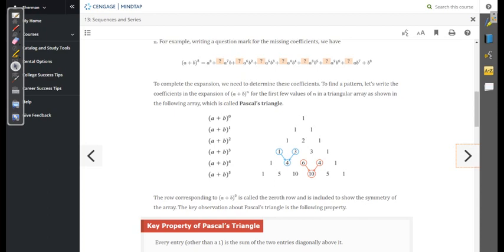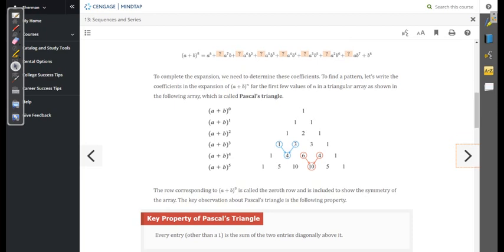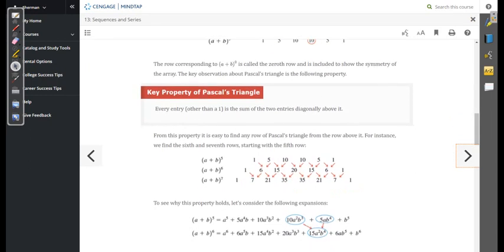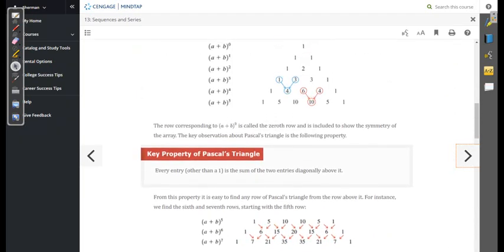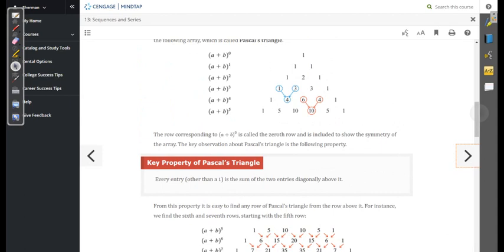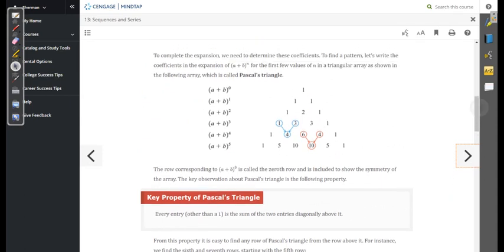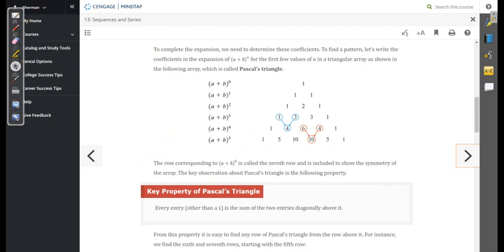Right. So to complete the expansion, we need to determine these coefficients. To find a pattern, let's write the coefficients in the expansion of a plus b raised to the nth power for the first few values of n in the triangular array as shown in the following array, which is the Pascal's triangle. Okay. So the way the Pascal's triangle works is you start at the top. So, let's see. Maybe they can explain it a tad better. Okay, they don't explain it a tad better, so I'm gonna try my hardest to explain this. Okay, so Pascal's triangle works like this.